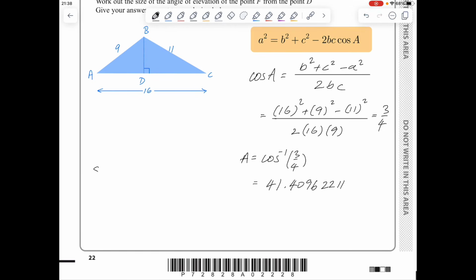So sine of angle A is equal to the opposite, which is BD, over the hypotenuse, which is 9. Therefore, BD is equal to 9 times sine of angle A, which is 41.4, and so on. Again, put this on the calculator and you will get 5.95294045.